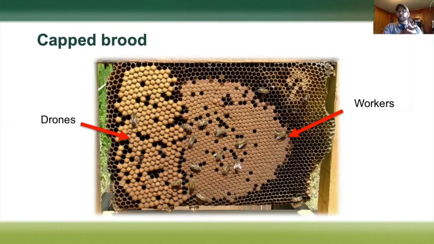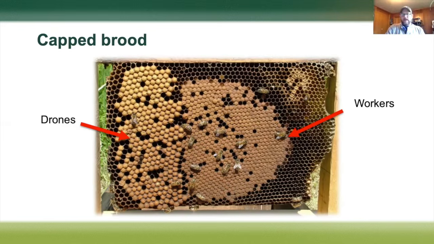Now, there's 2 types of capped brood. I showed you in the pictures before what capped brood looked like on a frame. These are the two types of brood that you're going to see. And there's going to be one more, and I'm going to show you that here in just a moment. That's the queen cells. The 2 types of capped brood that you have are worker brood and drone brood.